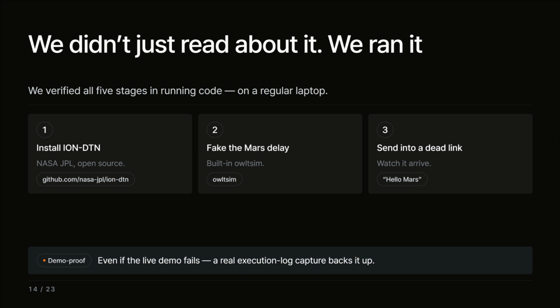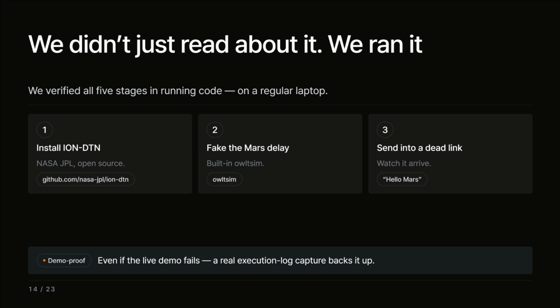Up to this point, we've discussed DTN conceptually. We wanted to take the next step and verify these ideas ourselves. To do that, we used ION-DTN, which is NASA JPL's open source implementation of DTN. You can find the source on the GitHub page down here. And this is not just a simplified classroom simulation. It is the same software family used in real DTN deployments.